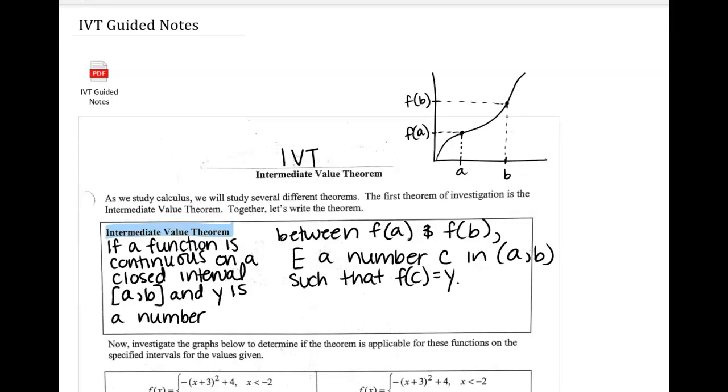So IVT states that assuming this function f is continuous on the closed interval between A and B, so no holes there, there exists some C such that f of C is between f of A and f of B. So if the function's continuous on the x values between A and B, then there has to be some C that falls between the y values. That's the gist of it.